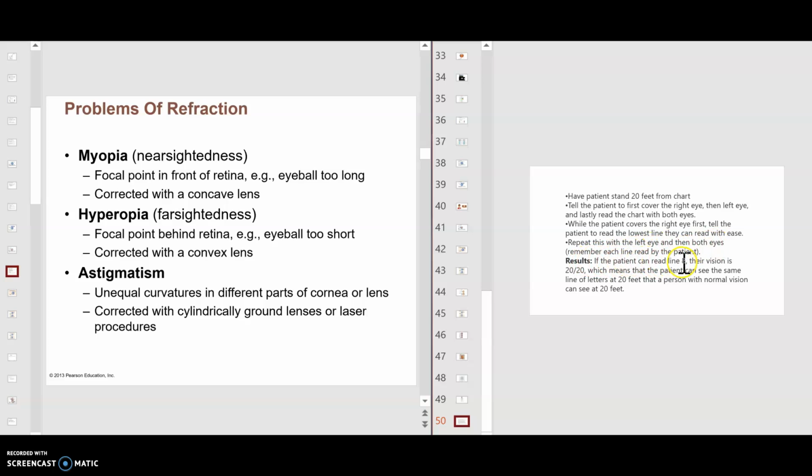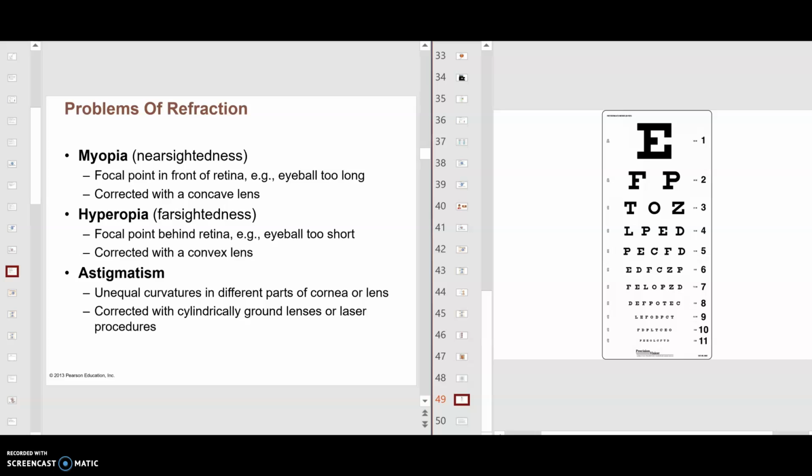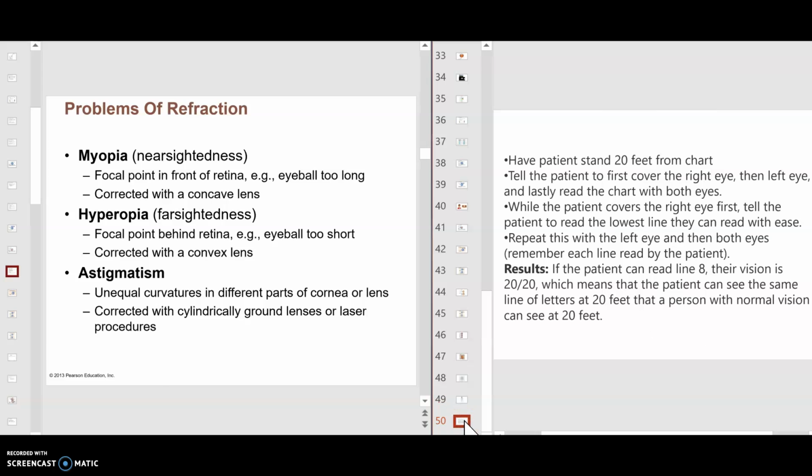If the patient can read line 8, let's go back. They can read line 8, which would be this, from 20 feet, then they have what we call 20/20 vision. So the further down you go means the further you can see easily. Okay? So that's what we're looking at there.